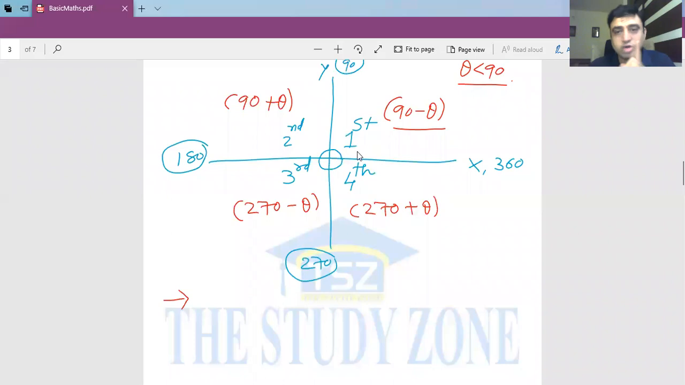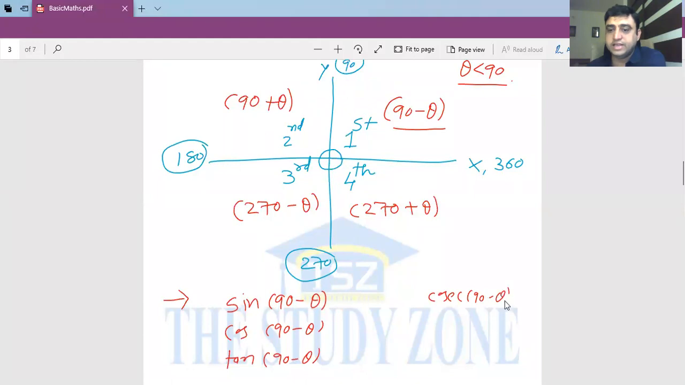Now, you all know what is the first quadrant. That is 90 minus theta. What is the second quadrant? That is 90 plus theta. Third quadrant, 270 minus theta. Fourth quadrant, 270 plus theta. Now, suppose I want to find sine 90 minus theta, or cos 90 minus theta, or tan 90 minus theta, or cosec 90 minus theta, or sec 90 minus theta, or cot 90 minus theta.